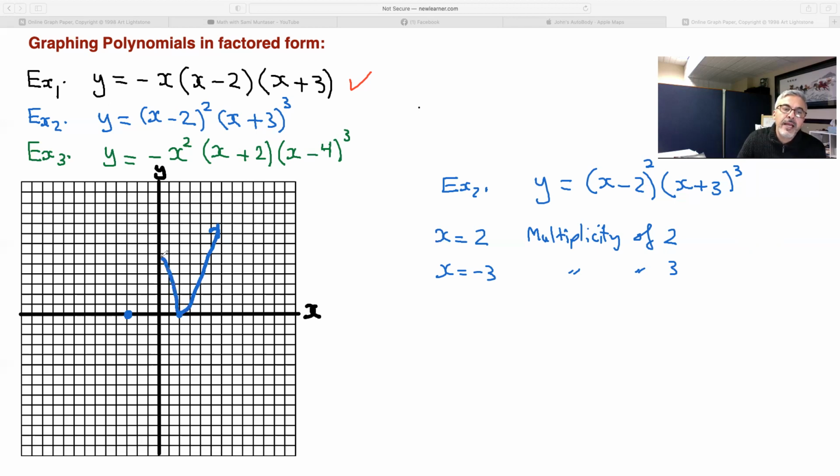Okay. And then you come back to this here. Now, at negative 3, you have a multiplicity of 3. And a multiplicity of 3 means you come to this 0, you go through it for a bit longer, and you continue going down. That's basically it.